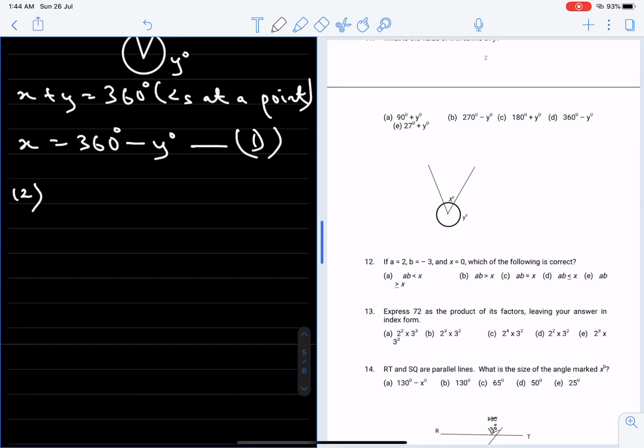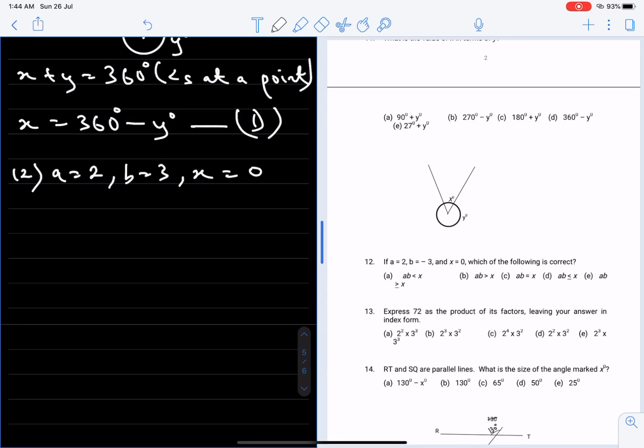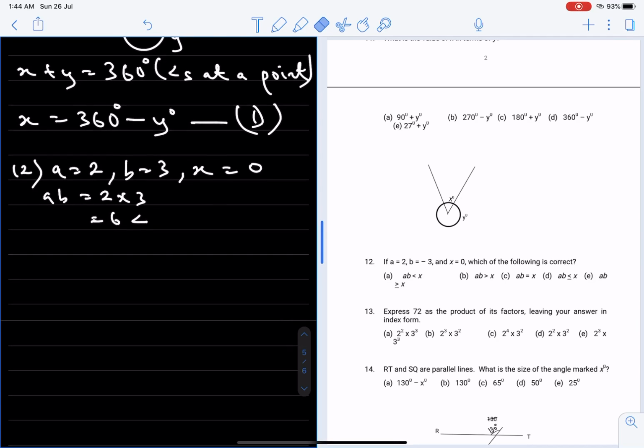Number 12 says if A equals 2, B equals 3, and X equals 0, find which of the following is correct. Okay, let's see. AB is less than X. AB means 2 times 3, which is 6. Is that less than X? X is 0. No, it's not less than 0. So that means that is not correct.